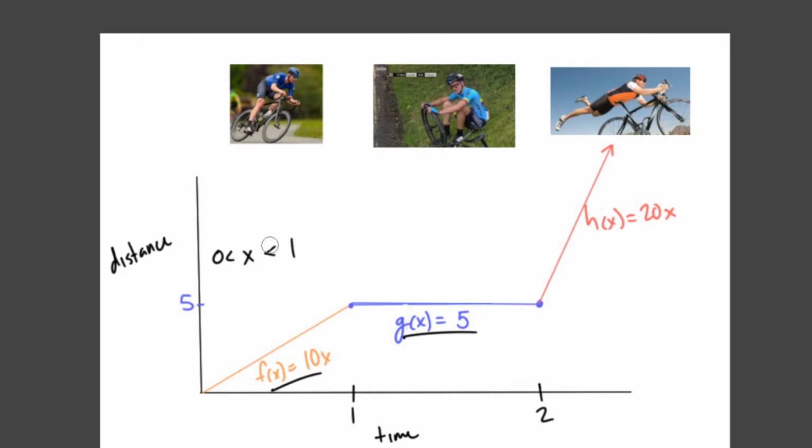In fact, let me put this in the proper color for you too. Make sure everything's nice in color. X is between 0 and 1. We use g of x when x is between 1 and 2. So for 1 hour while he's trying to fix his bike.